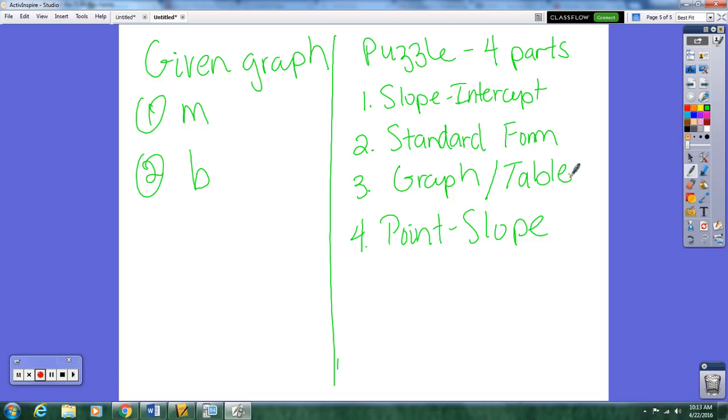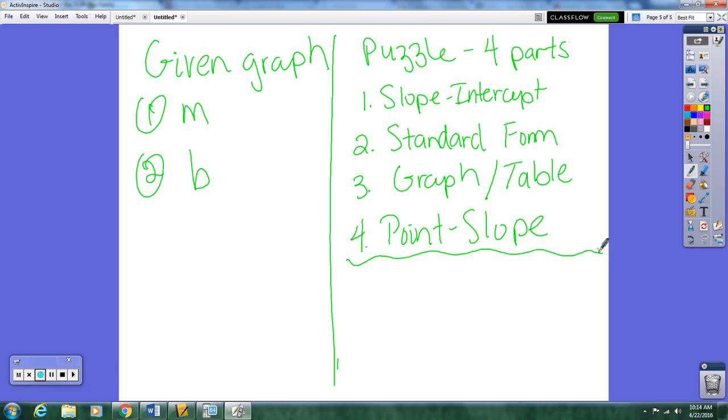Put it in the slope intercept form. If I'm given point slope, what am I going to have to do to it? Put it in slope intercept form. If I'm given a graph or a table, I'm going to have to put it in slope intercept. So that's how you're going to connect all these puzzle pieces. When you get through with that, you're going to have 4 pieces together. They're going to have 4 letters.